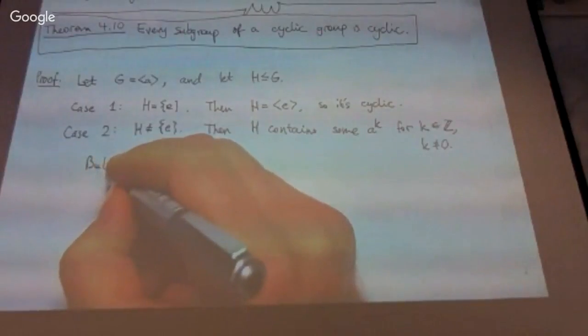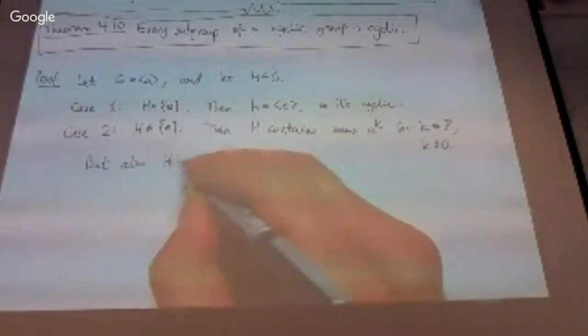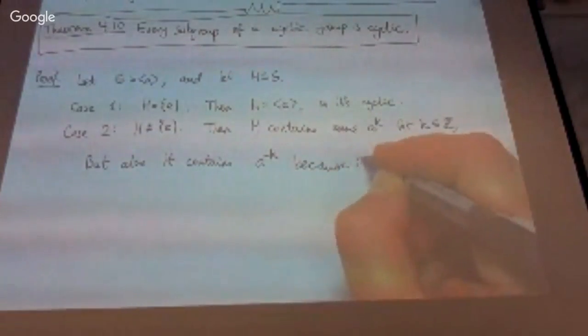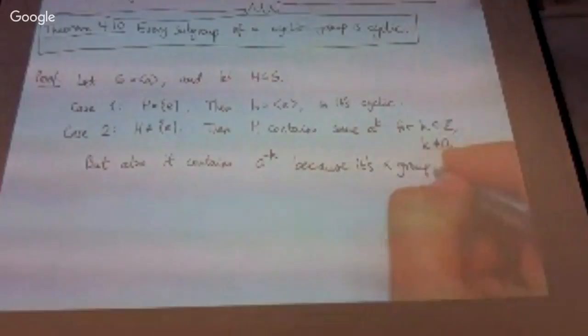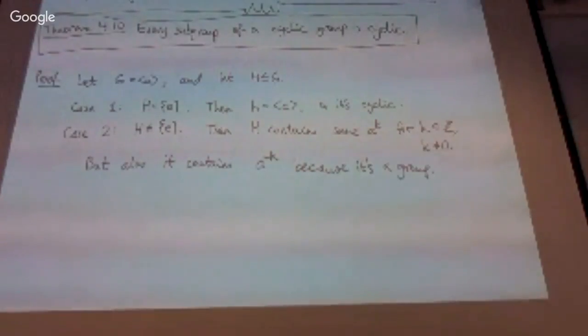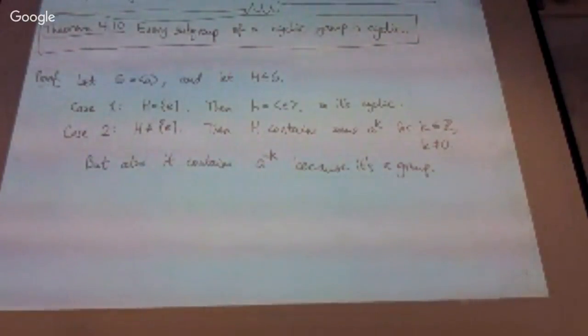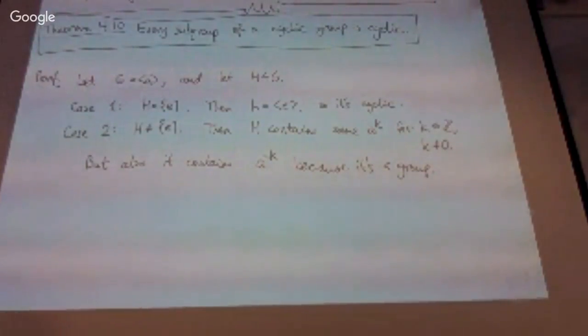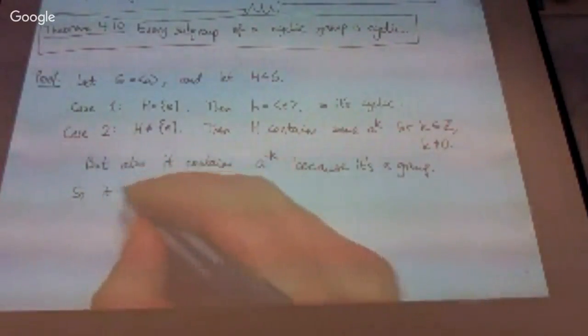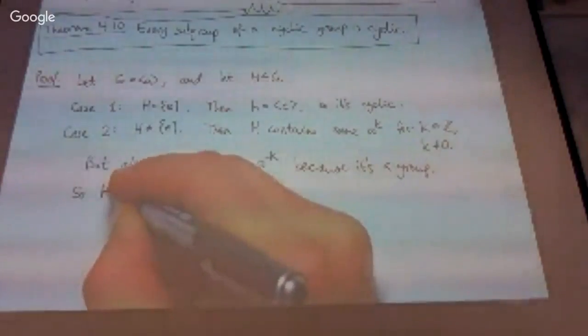But also it contains a to the minus k because it's a group. So if it contains a to the k, it has to contain its inverse as well, and its inverse is a to the minus k. So it has to contain that. If k was negative, then minus k is positive. And if k was positive, then minus k is negative. But in any case, it does contain a to the k for some positive k.